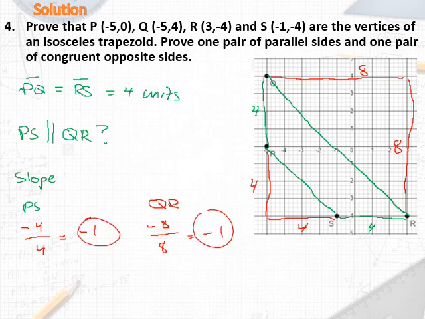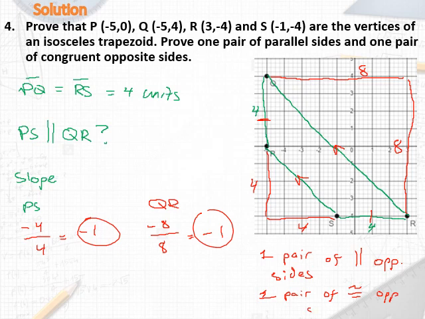So we've got parallel sides and congruent sides. So we get one pair of parallel opposite sides and one pair of congruent opposite sides. Done.